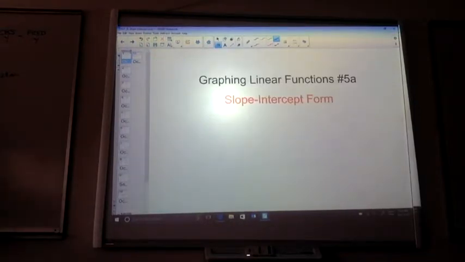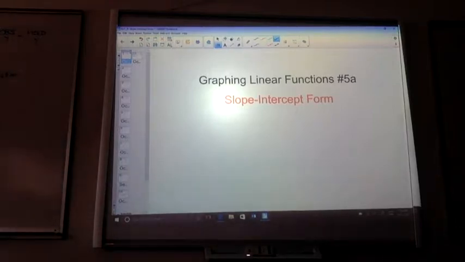We are now going to start modifying how we go through looking at linear equations.